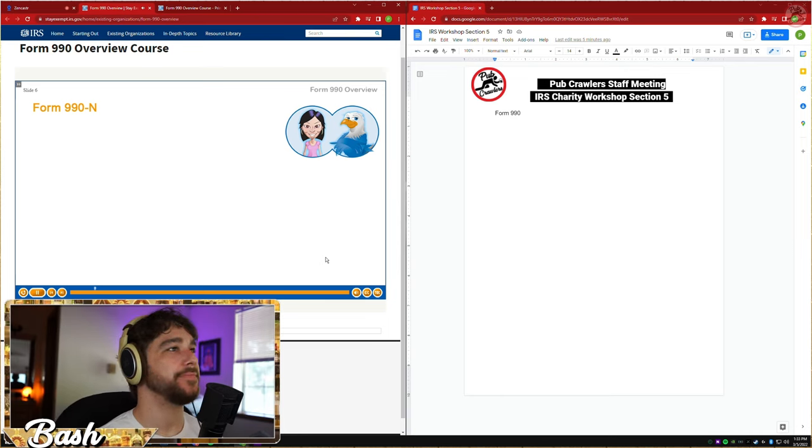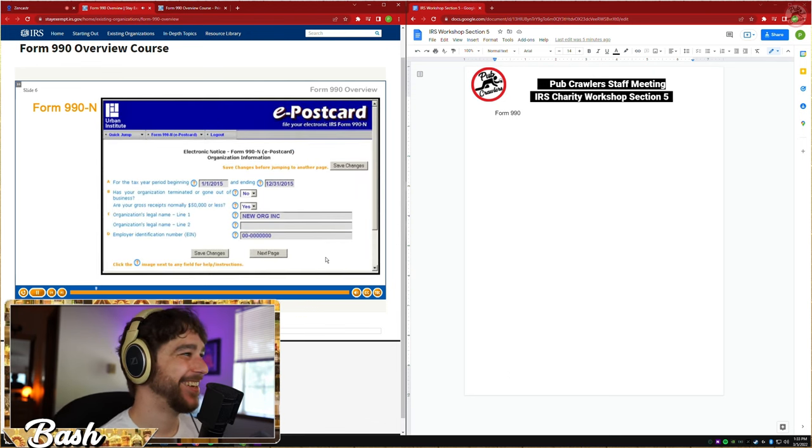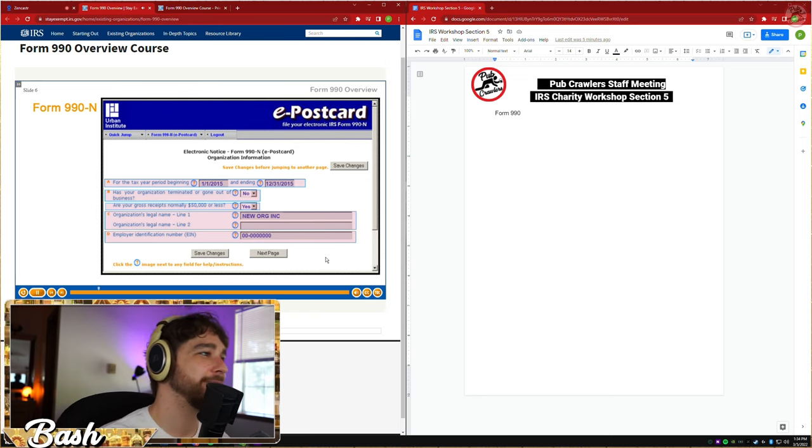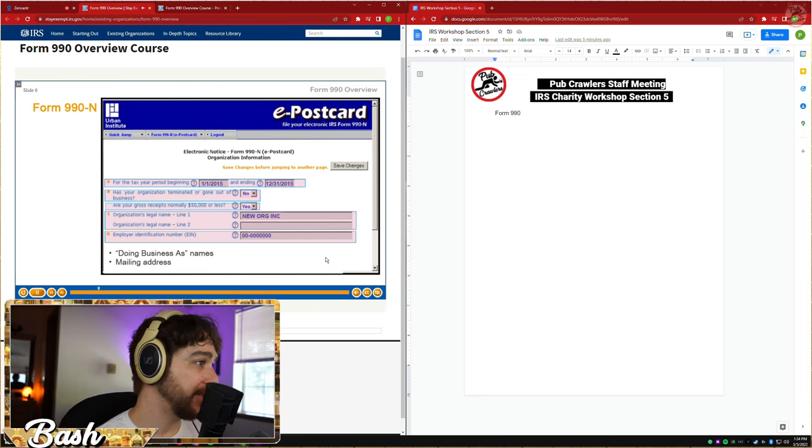Although smaller organizations may file one of the longer forms, most organizations with $50,000 or less in annual gross receipts can file the Form 990-N. It's a very short electronic notice that only takes a few minutes to complete online. To complete the 990-N, you need to include the annual tax period, show if you're still in business, verify that gross receipts are normally $50,000 or less, and add your organization's legal name and its EIN. The notice also asks for any doing-business-as names (DBA), your mailing address, your website if your organization has one, and the name and business address of a principal officer.